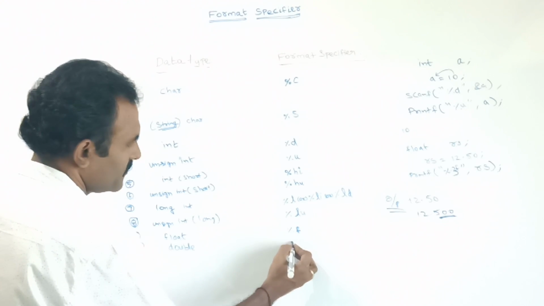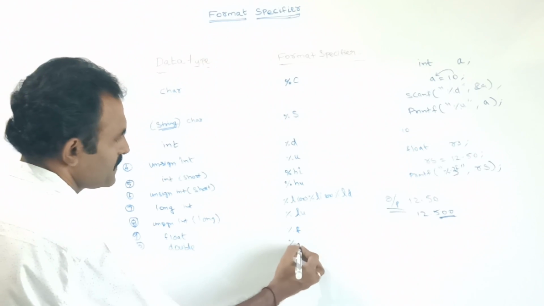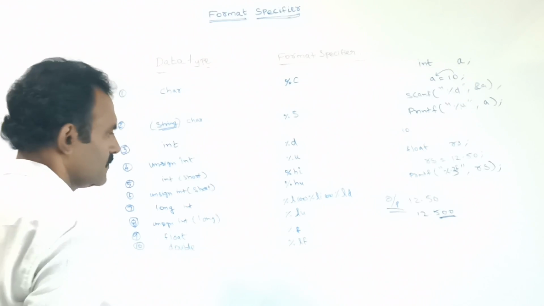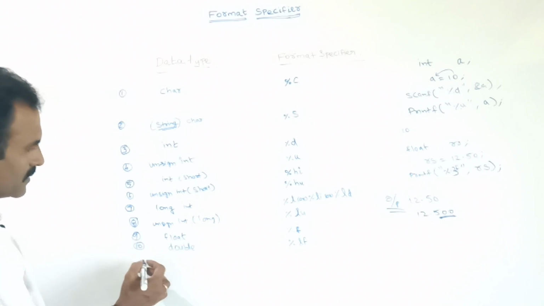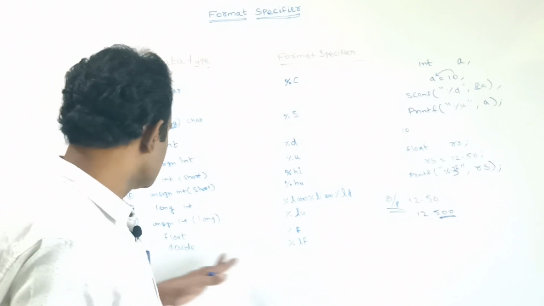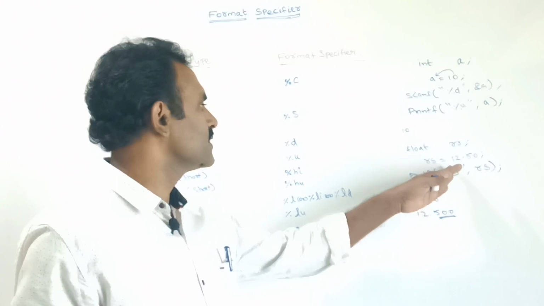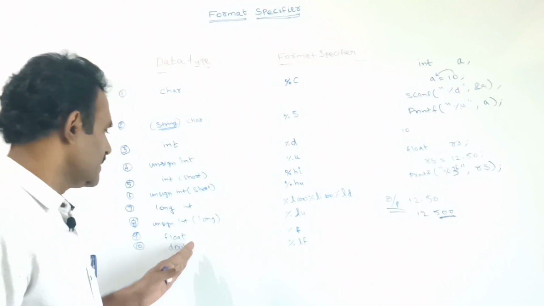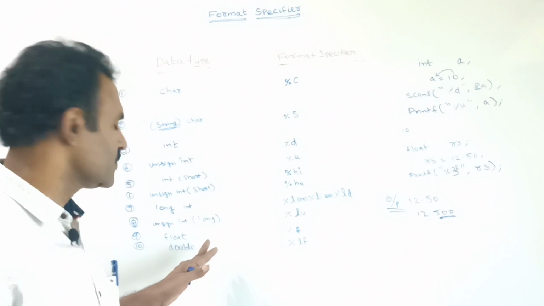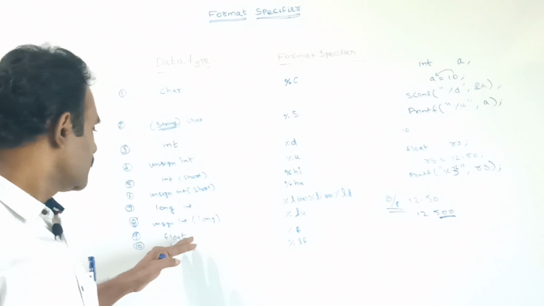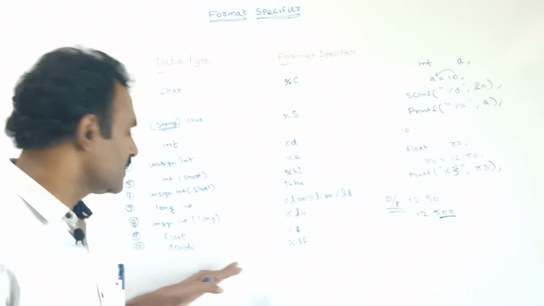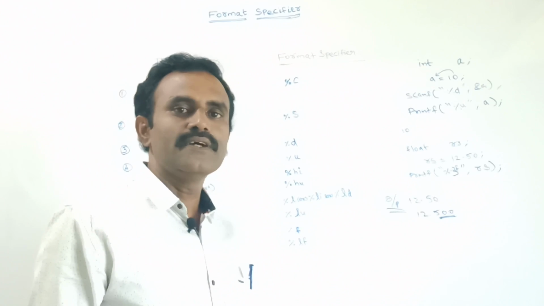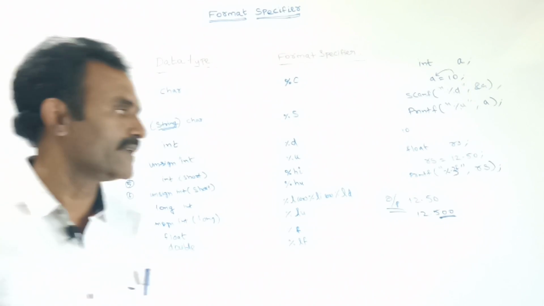For double we can use the format specifier %lf. Instead of %f we can use %lf here. The difference is only the byte size. If we need to store a range of values larger than the floating point range, in that case we can use double. With the help of double we can store a large range of values.